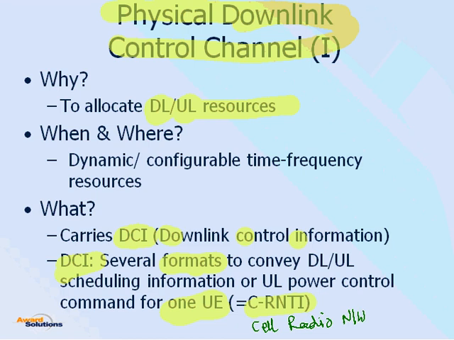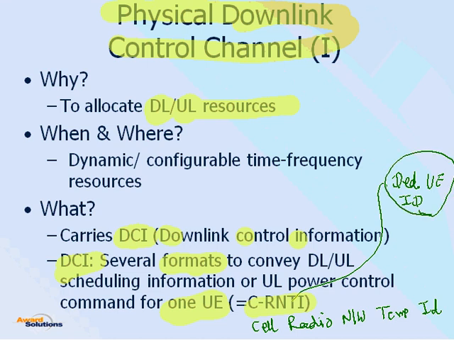So think of C-RNTI as your Walsh code, as your MAC index in DO, like the OVSF code in UMTS, because that is the dedicated identity of the UE for the air interface. Okay.